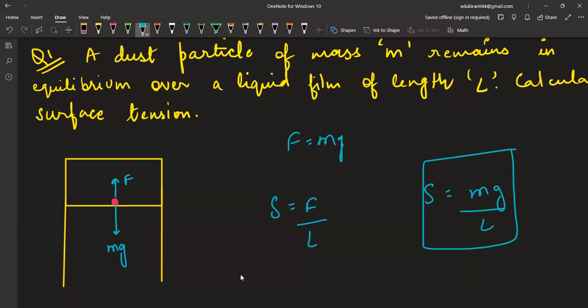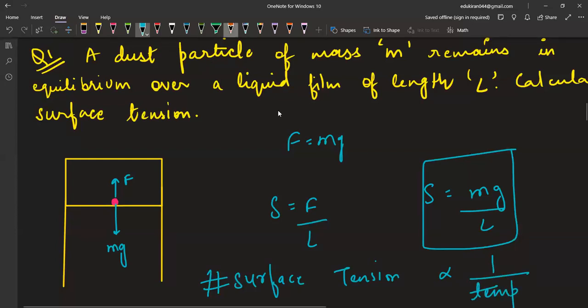And one more thing, remember. Surface tension is always inversely proportional to temperature. If you increase temperature, surface tension will decrease. If you decrease temperature, surface tension will increase, and vice versa. Some more questions also we'll see before we start with surface energy. But write down this first.